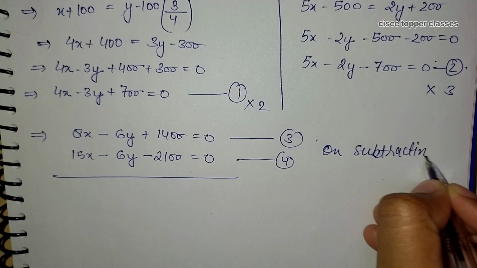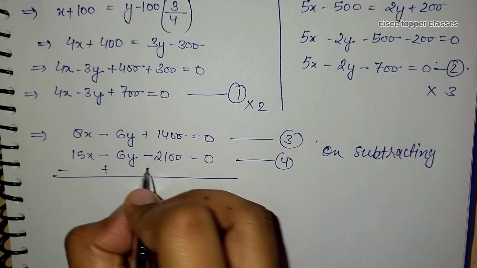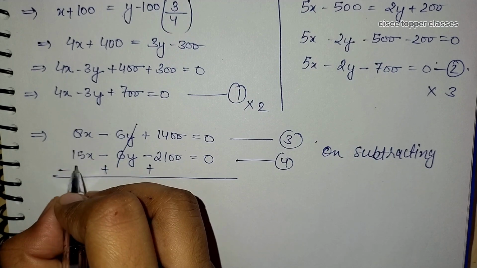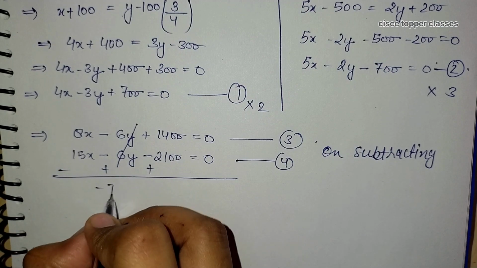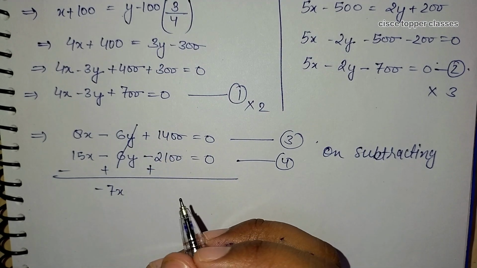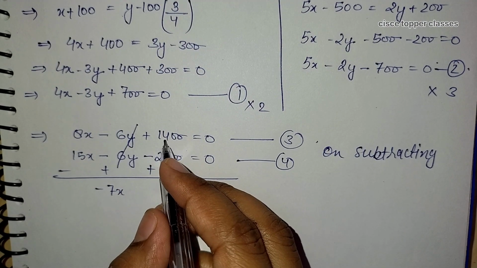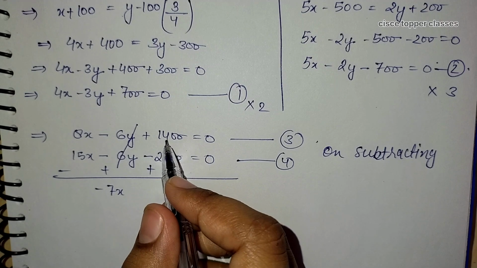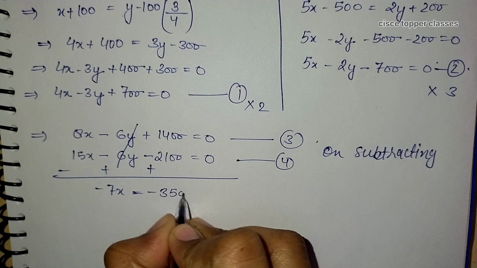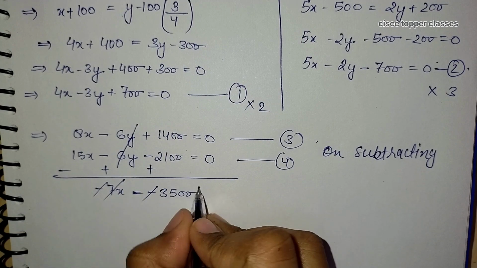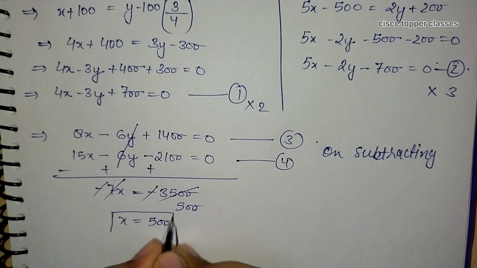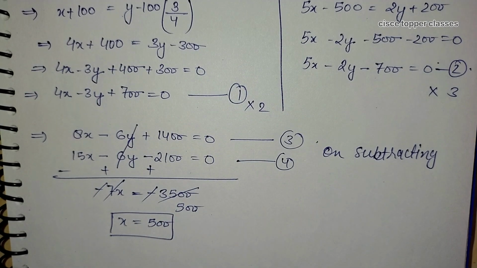On subtracting, we will get, this will be cancelled out, and here we will get on subtracting this value as minus 7x, and this will be added. So on adding this part here, it will be 31 plus 4 as 35, so equal to minus 3500. This minus minus will be cancelled out. On dividing it, we will get the value of x as 500. So the amount which A has is 500.